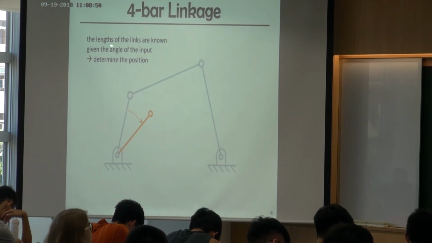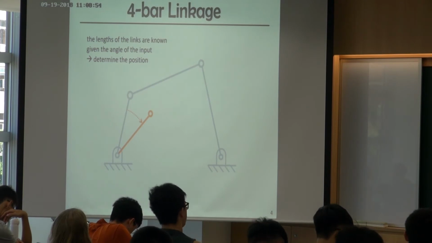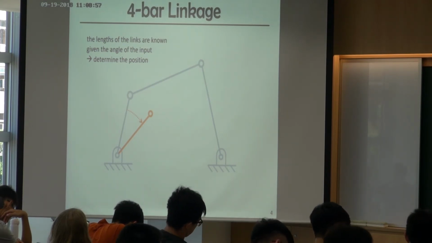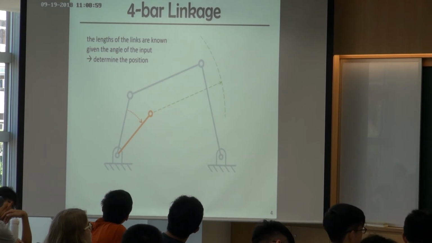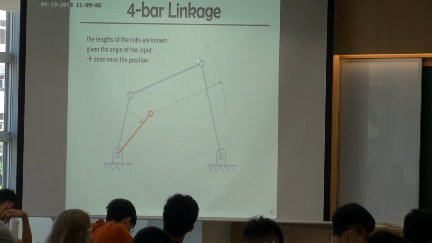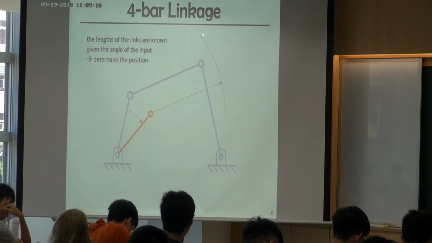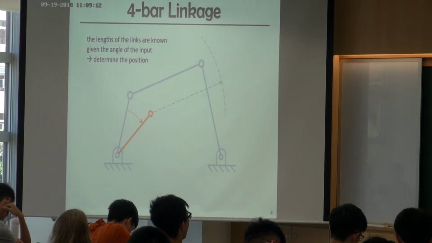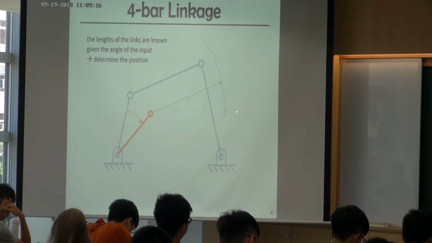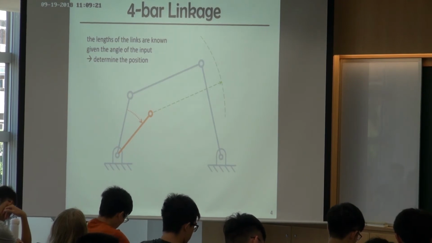Because we already know the lengths of the two links, we can use a pair of compasses. So you can draw an arc. I know the length of this bar, so this point is going to rotate on the arc, somewhere on the arc. So I just use a pair of compasses to draw an arc, and I don't know where it is, but I know it's somewhere here.